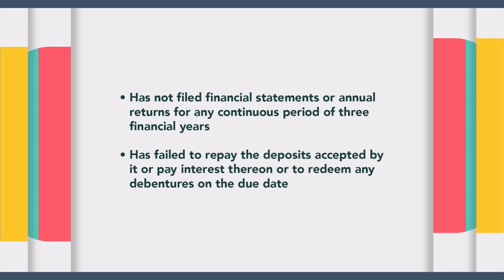No person who is or has been a director of a company which has not filed financial statements or annual returns for any continuous period of 3 financial years, or has failed to repay the deposits accepted by it, or pay interest thereon, or to redeem any debentures on the due date, or pay interest due thereon, or pay any dividend declared, and such failure to pay or redeem continues for 1 year or more, shall be eligible to be reappointed as a director of that company or appointed in another company for a period of 5 years from the date on which the said company fails to do so.